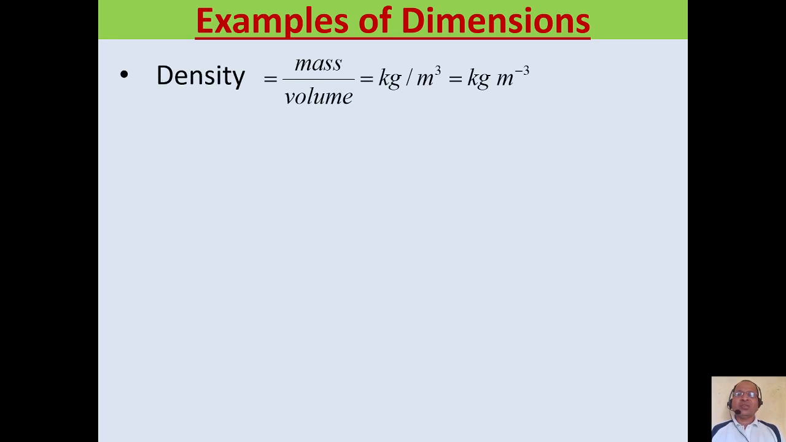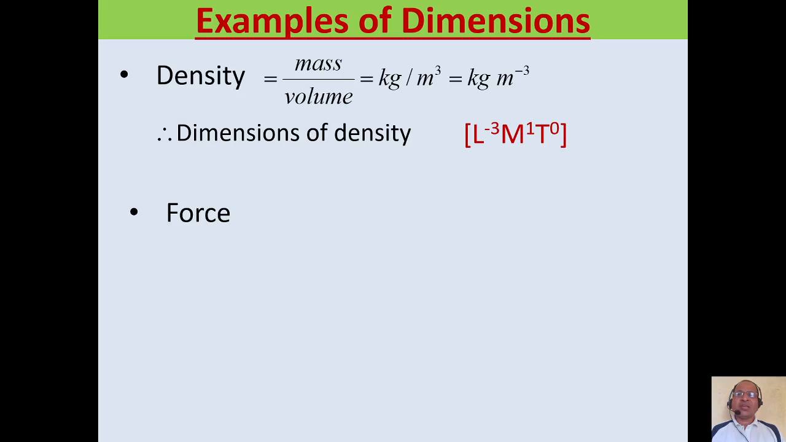Let us have dimensions of density. Density is given by the formula mass upon volume. Unit for mass is kilogram. Volume is measured in meter cube, so its unit is kilogram per meter cube, or it can be written as kilogram meter raised to minus 3. So dimensions of density: kilogram is for mass, meter is for length, and quantity of time is absent, so its power is 0. So we can write L raised to minus 3, M raised to 1, T raised to 0.